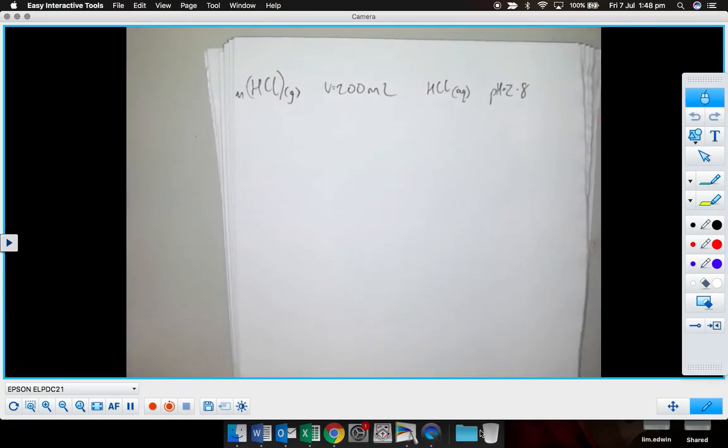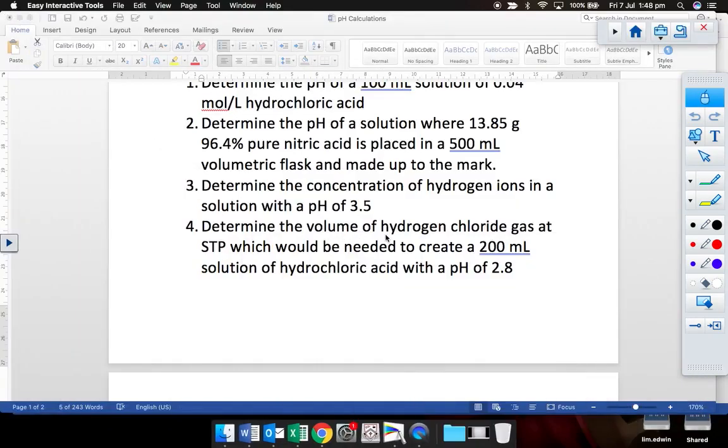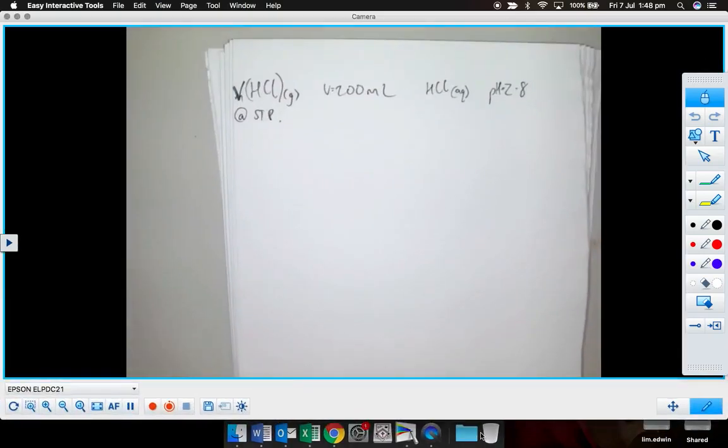In fact, was it the mass? No, it wasn't, was it? It was the volume of hydrogen chloride gas at STP. The volume of HCl at STP.